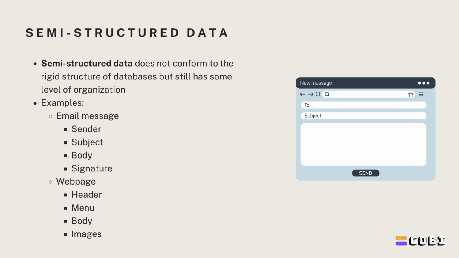Semi-structured data does not conform to the rigid structure of databases, but still has some level of organization. Examples: email messages. These include sender, subject, body, and signature. Or a web page. These have headers, menu, body, and images. And these are examples of semi-structured data.